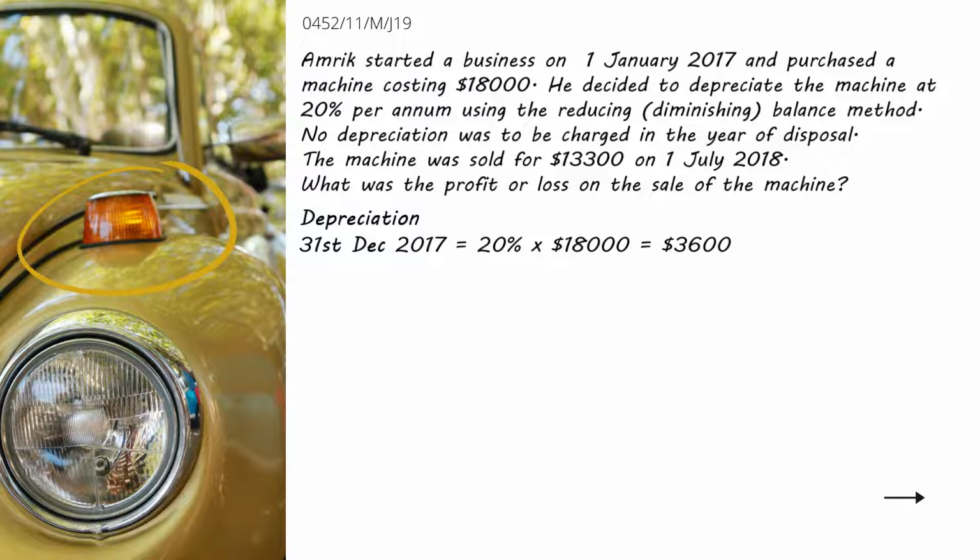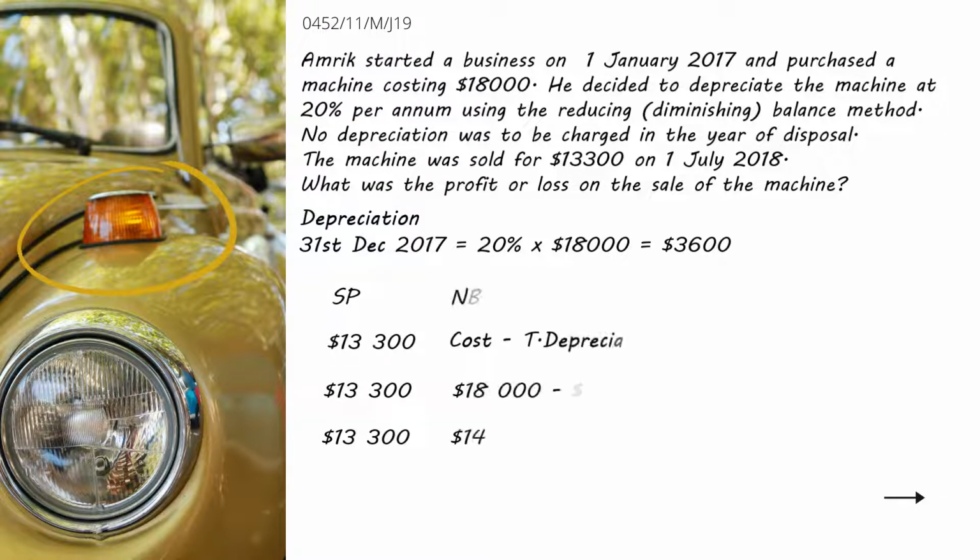Now with this, let's calculate the net book value. The net book value would be cost minus total depreciation. Cost is 18,000, whereas total depreciation is 3,600. It gives us 14,400 as your net book value, whereas your selling price was 13,300. Now from here, we know that our net book value is more than our selling price, so there's going to be a loss on disposal.